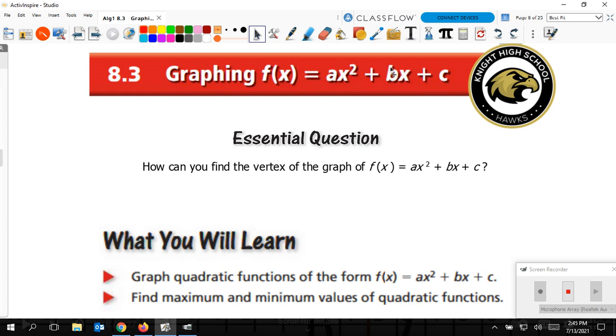So this bx part does add a bit of a different component and makes things a little bit more difficult in graphing these parabolas, but we can still get them done fairly easily, without a whole lot of pain and misery and suffering. So that's what we're doing here. We're graphing these functions. We're also going to be looking for what are called the maximum and minimum values of these quadratic functions.